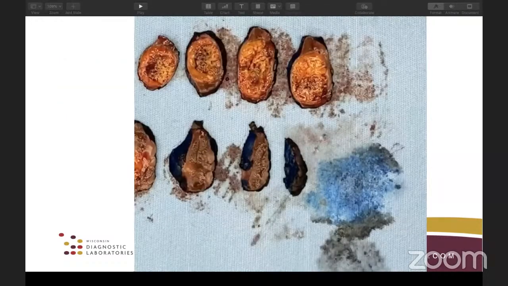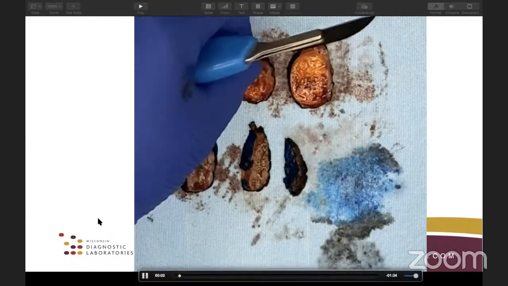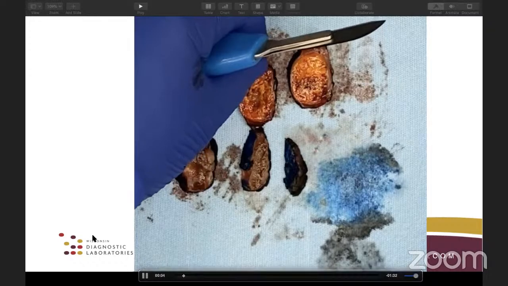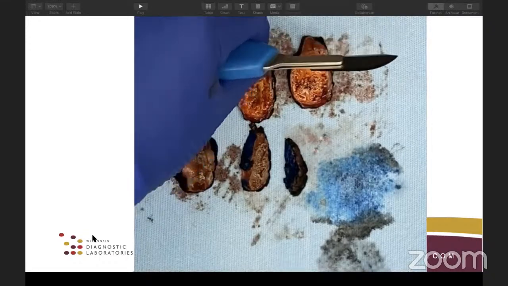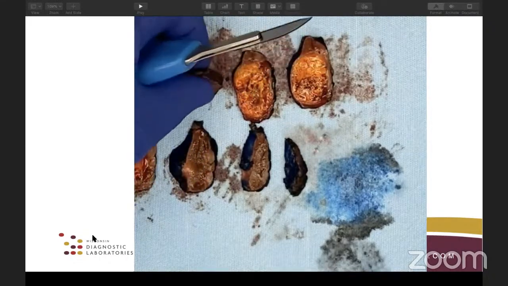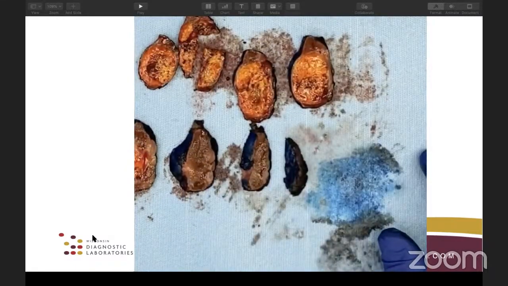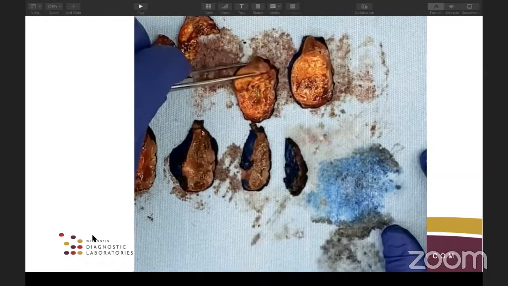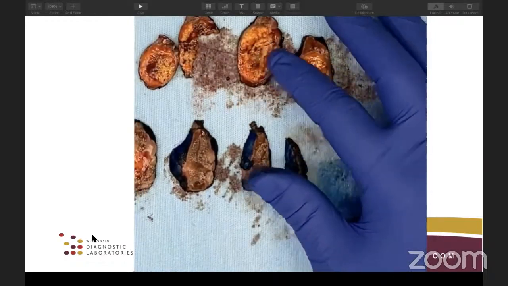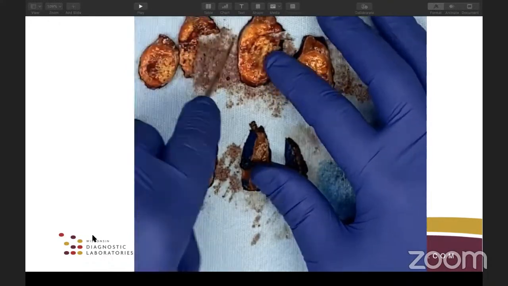All right, now we're going to go back to our partial nephrectomy specimen from earlier, and we're going to look at sampling of this specimen. So what I need to do is show the relationship of the tumor to the capsule, the relationship of the tumor to the resection margin, and then also tumor with adjacent normal tissue.